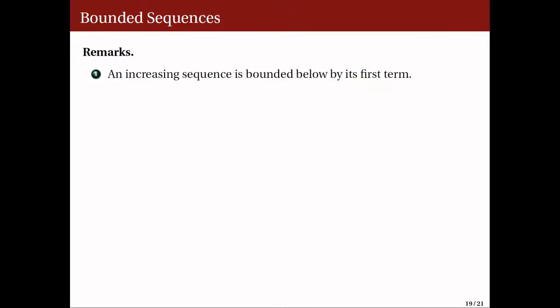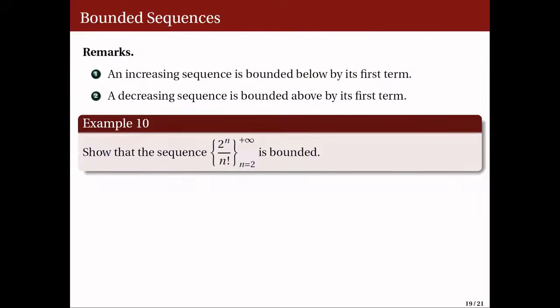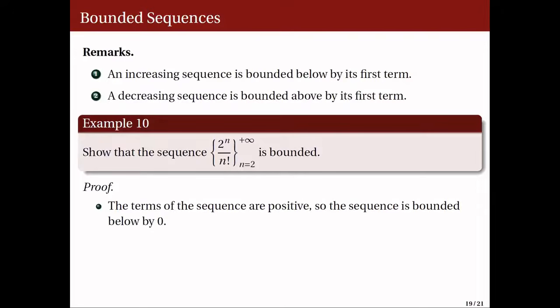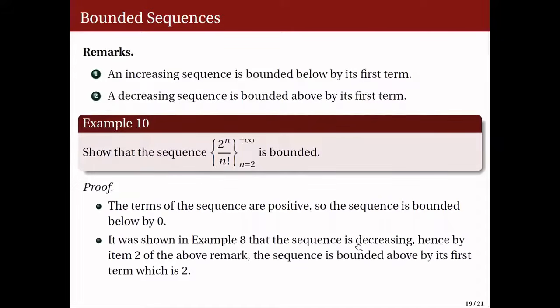Now, an increasing sequence is bounded below by its first term, and a decreasing sequence is bounded above by its first term. The proof for these remarks will be left as an exercise for the viewer. For our next example, we want to show that the sequence of 2 raised to n over n factorial, with n ranging from 2 to infinity, is bounded. Note that the terms of the sequence are always positive, so that the sequence is bounded below by 0. Also, it was shown in example 8 that the sequence is decreasing. Hence, by item 2 of the above remark, the sequence is bounded above by its first term, which is equal to 2. Hence, the sequence is bounded.